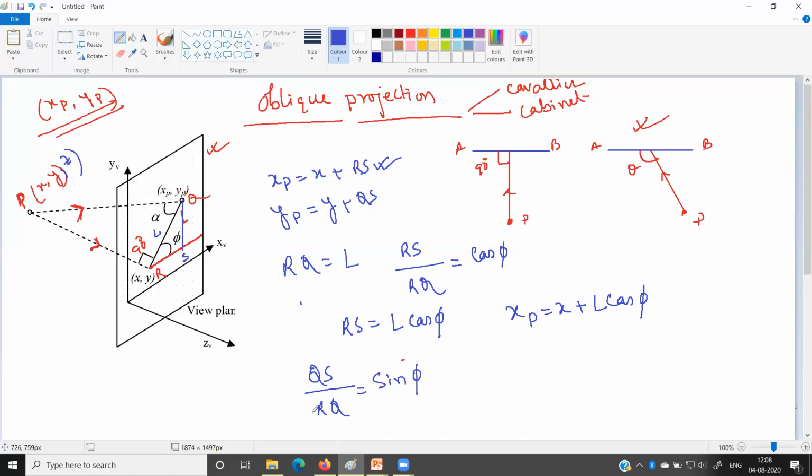So, and you know that RQ equals L from this equation. So what can we write down? We can write down that QS equals L sin phi. So if I substitute that QS equals L sin phi in this equation, we can write YP equals Y plus L sin phi. Okay. So in this way we can compute the XP and YP.